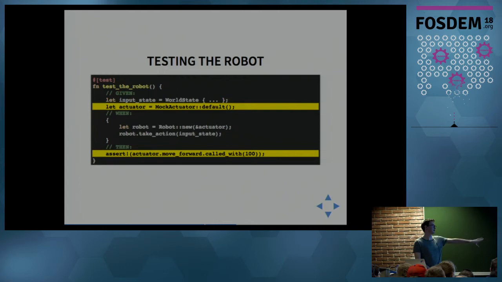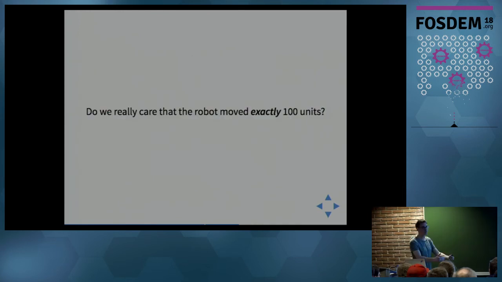Now, the issue with this specific example is that robots in particular and decision making are quite complicated and quite nuanced. Do we really care that the robot, in this case, we're asserting, moved exactly 100 times? Is that something we actually care about? Do we care that it's moved forward a little bit, or within a range? We might not actually care that it's exactly 100 units.